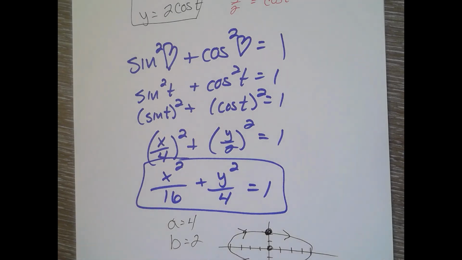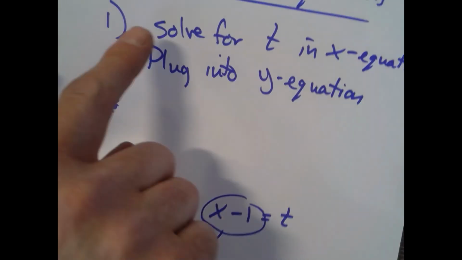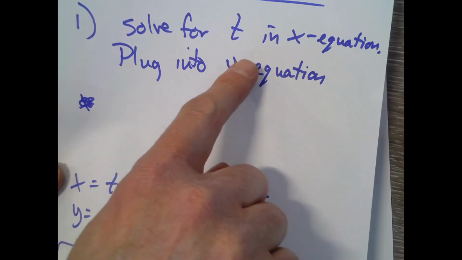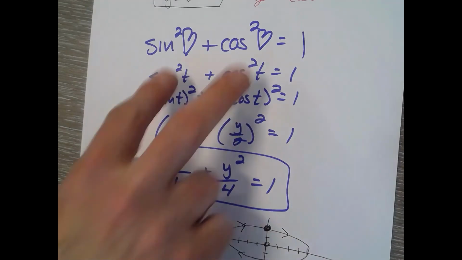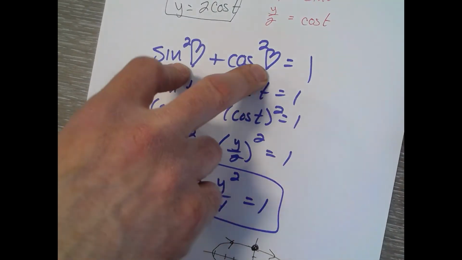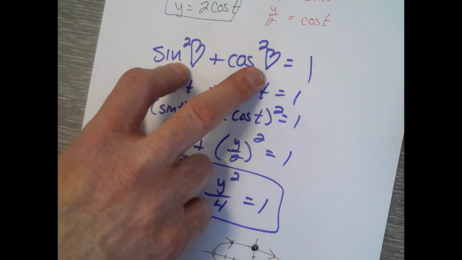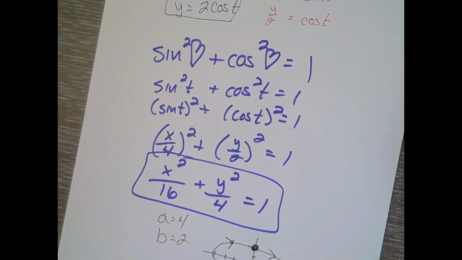I think that is all. So there's two ways of finding the rectangular equation. The first way is to solve for t in the x equation and plug it into the y equation. The second is to use Pythagorean identities. There are three of them. There's sine squared plus cosine squared equals 1. There's one involving tangent and secant, and then the third one, cosecant and cotangent.